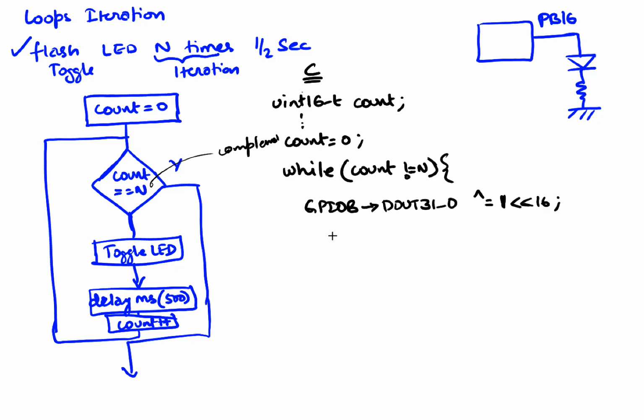So now that we have that, then we're going to call our delay, which is a function. I'm going to pass it 500, and then I'm going to increment my count plus plus, and then I'm going to go back and check again.